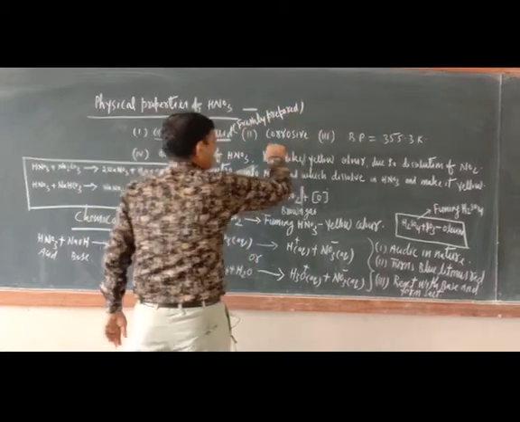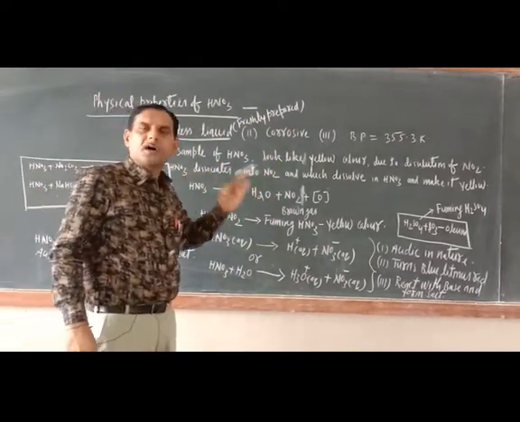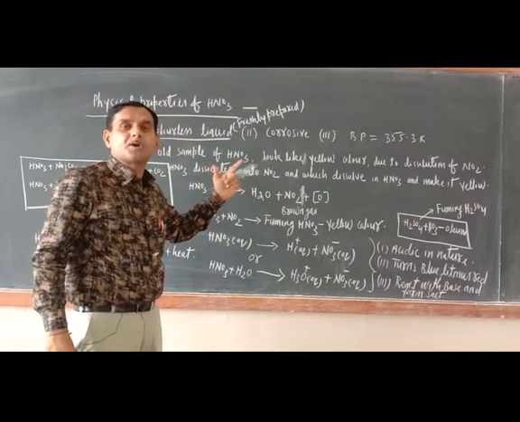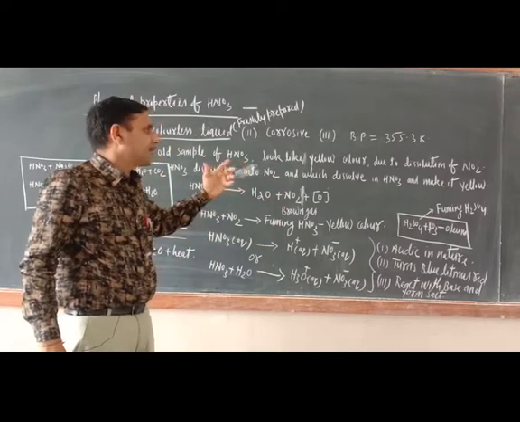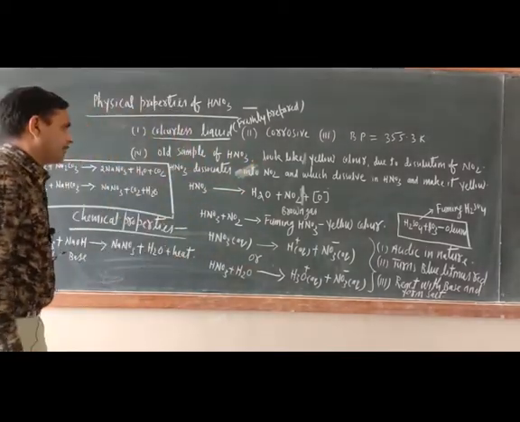Okay. Second one is corrosive. What is the meaning of corrosive? If it falls on your skin by mistake, then blisters will be produced. So it is corrosive in nature. Its boiling point is 355.3 Kelvin.